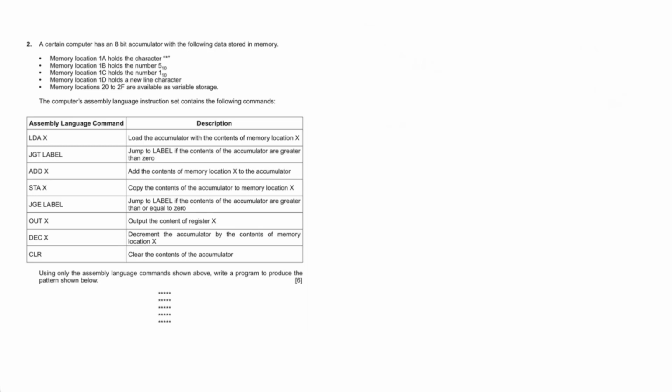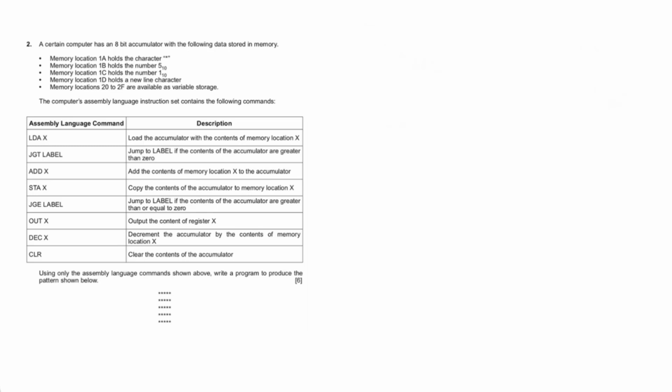A certain computer has an 8-bit accumulator with the following data stored in memory. Memory location 1A holds a character of a star or an asterisk. Memory location 1B holds the number 5. Memory location 1C holds the number 1. Memory location 1D holds a new line character. And memory locations 20 to 2F are available as variable storage.